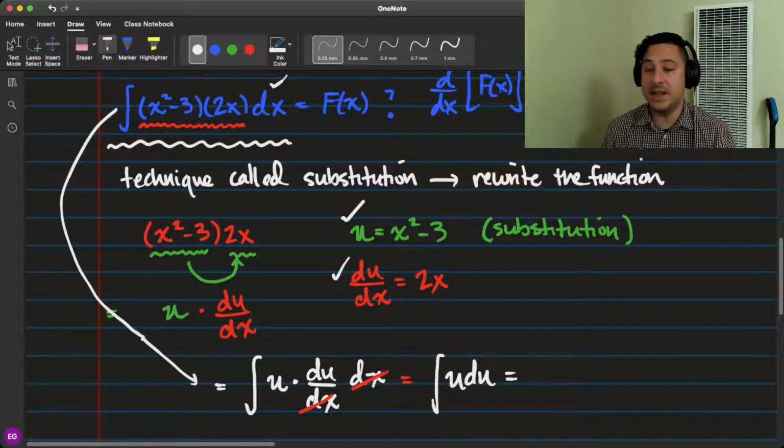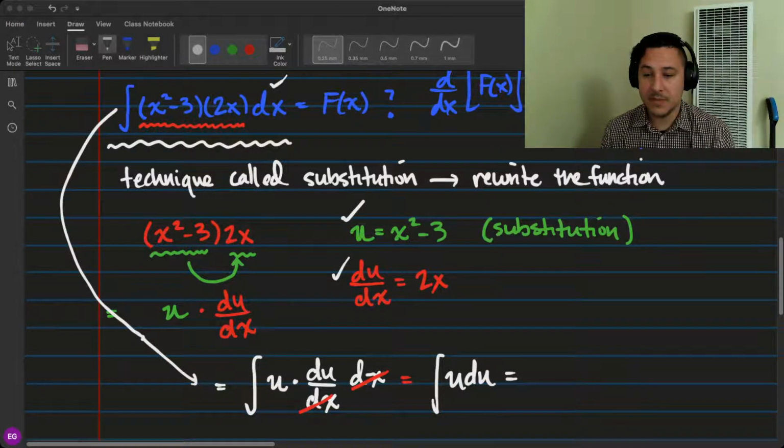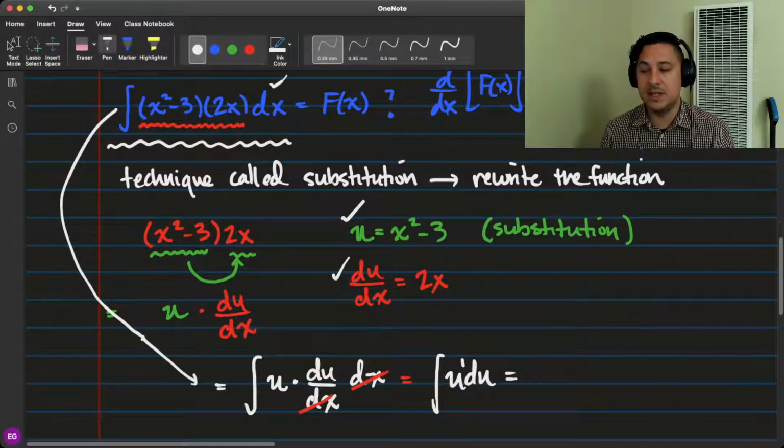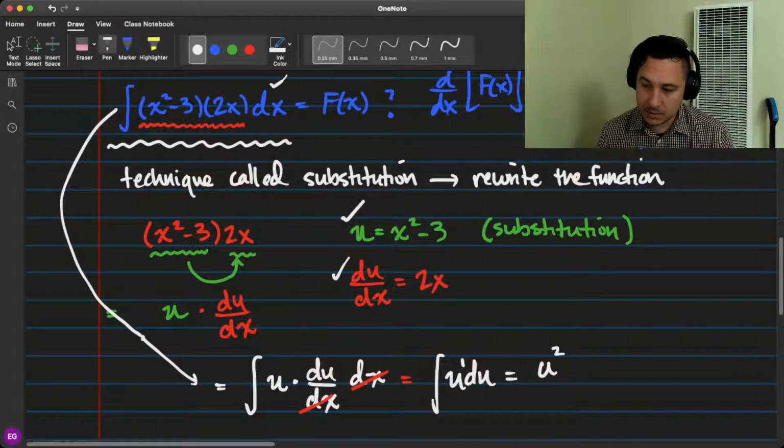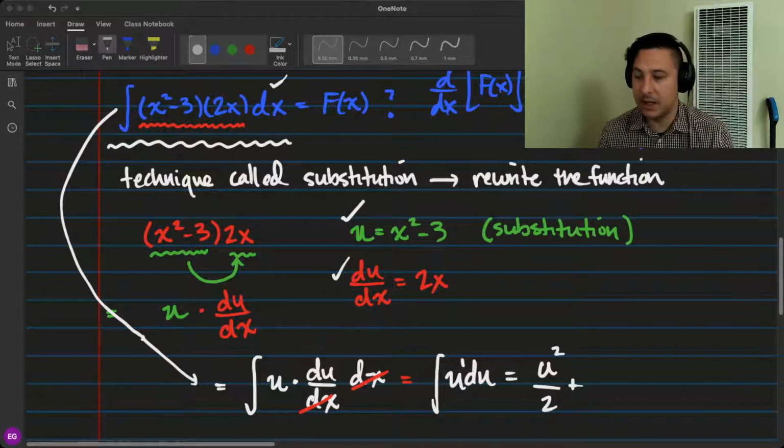No, these are still indefinite because there are no bounds. There's no a or b. Now, if you were to integrate u du, what do you get? So this is u to the first du. What's the antiderivative of that? U squared over 2 plus what? We can't forget it. C, thank you.